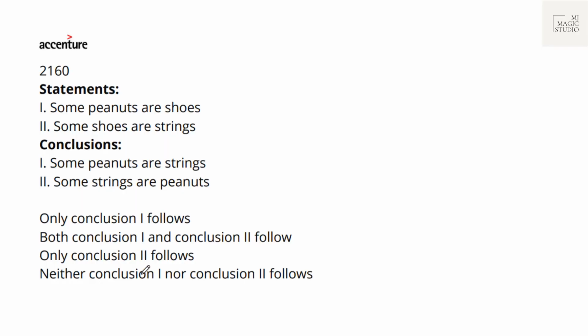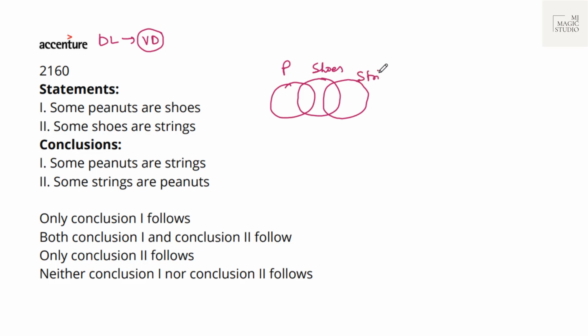Okay, so the next few questions are from deductive logic. And the best way to solve deductive logic is with the help of Venn diagrams. These are the statements and we need to consider them as true. Whether they are or not, it hardly matters. Some peanuts are shoes. Suppose this is peanuts, then some peanuts are shoes. And some shoes are strings. Some shoes are strings.